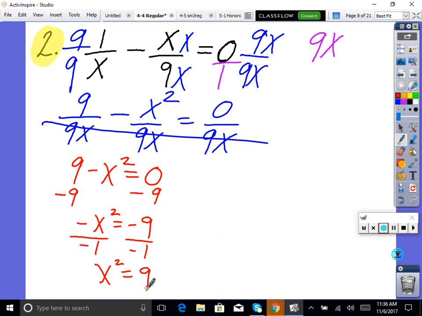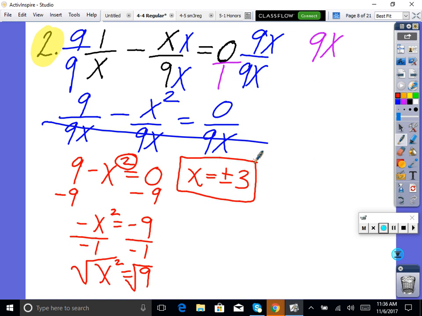Next step, square root. So x is equal to plus and minus 3. Wasn't it a quadratic? Do we need 2 solutions? So let's circle those. We have 2 solutions. We've got to check both. So go off to the side and make yourself like a little bucket of checking.